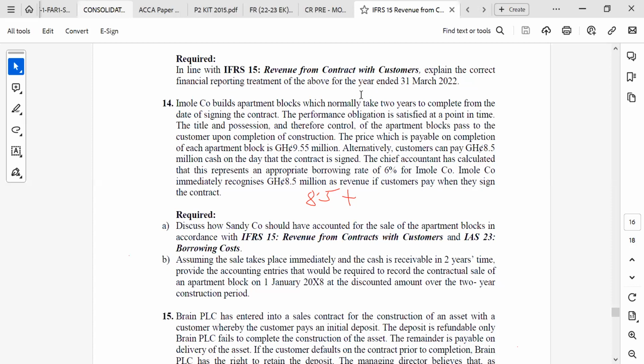Okay, B, assuming the sale takes place immediately and the cash is receivable in 2 years' time, provide accounting entries that will be required to record the contractual sale of an apartment block on 1st January 20x8 at the discounted amount over the 2-year construction work period. So they are saying that assuming the sale has taken place immediately, we have sold the apartment to the customer. Maybe we have completed it. It's just an assumption that the building is completed and has been sold to the customer immediately, but the customer is going to be paying in 2 years' time. How much are they going to be paying in 2 years' time?